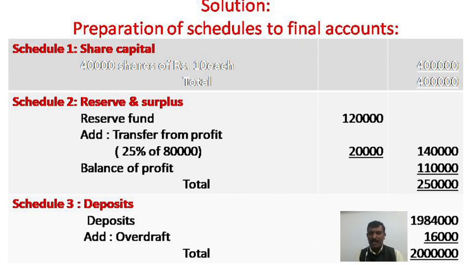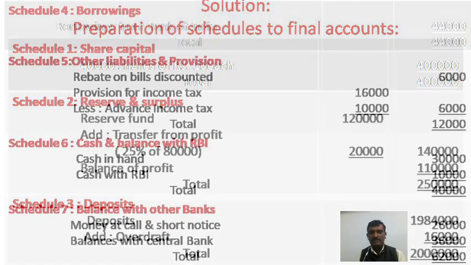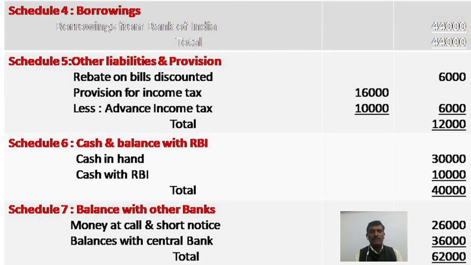That is deposits. As far as deposits are concerned, in the problem they were given 2 important items, one is deposits and another is overdraft. Actually, overdraft will be given to the customers of current account. It's a facility given to the current account holders. So this overdraft is added to the deposits. Then only 2 items are available for deposits. Now let us go for borrowings. Borrowings has only one item, that is borrowing from Bank of India. So that is rupees 44,000.